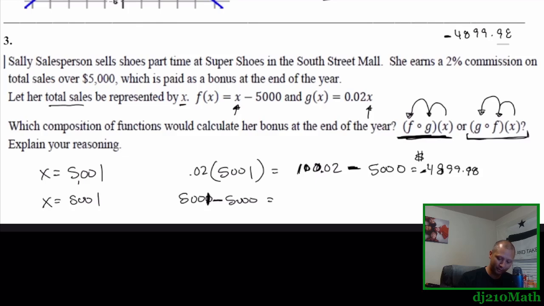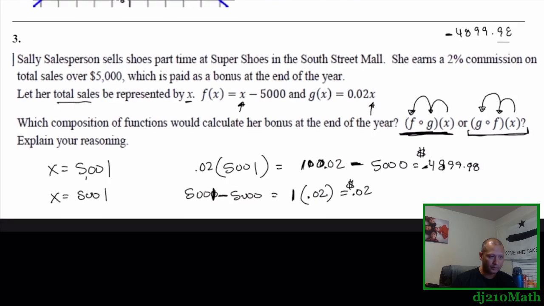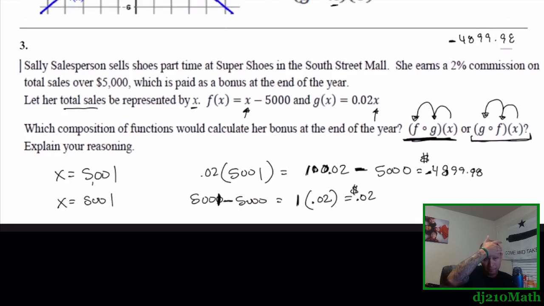So g of f of x, the one we're working on now, the second one, when x is 5,001, or larger than 5,000, right? We're going to get positive 1. That's my new input. If I plug that into g of x, that's going to be 1 times 0.02, which is equal to 0.02, which is 2 cents. So that actually makes more sense because think about it, right? If she sold 5,001, she's getting a 2% commission on sales over $5,000. Well, since we let x equal 5,001, she sold $1 over 5,000. So what's 2% of $1? Well, 2 cents.